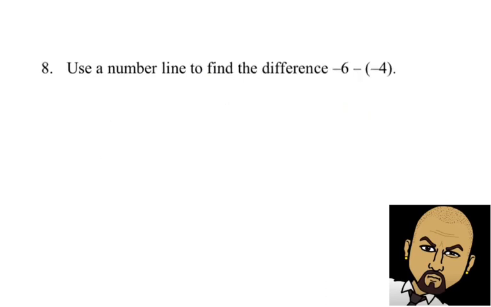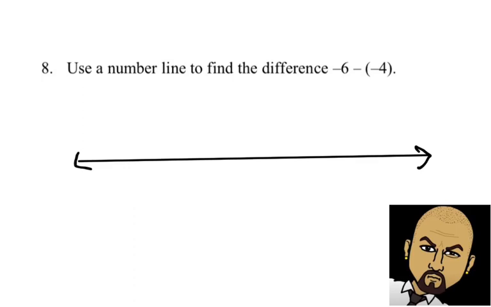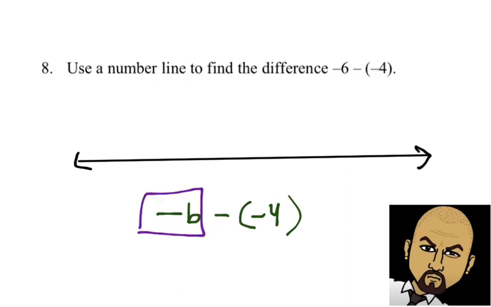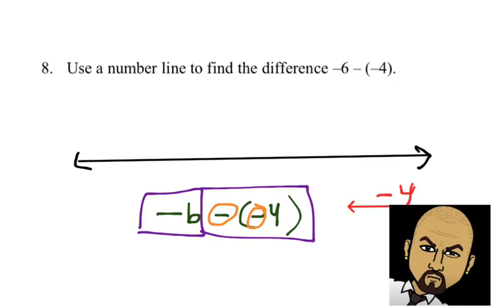Here we got negative 6 minus negative 4. No number line, so draw your own number line. We got negative 6 minus negative 4. You box your terms. Your first term is negative 6. Your second term is you're subtracting negative 4. So you're doing the opposite of subtracting 4. And so the opposite of subtracting 4 is going to be adding 4. And so subtracting negative 4 is really adding 4.